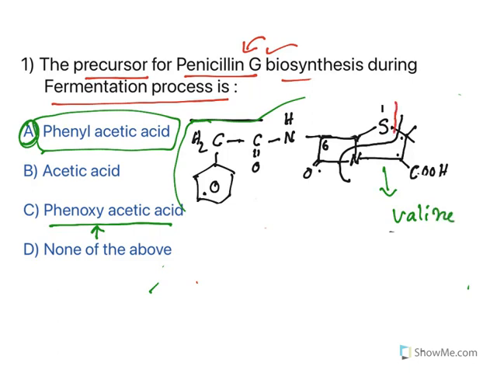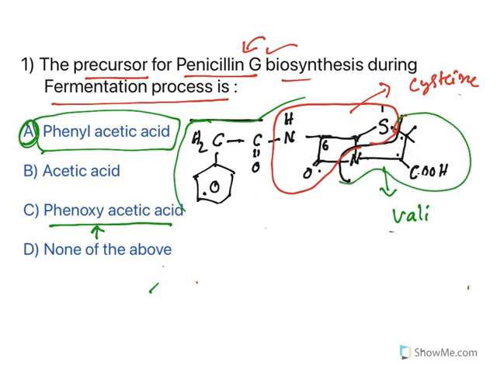The remaining part is cysteine, the sulfur-containing one. So it has a cysteine amino acid and a valine amino acid. It is made up of 2 amino acids. Remember, 6-amino penicillanic acid is a valine-cysteine combination. Whenever you learn structures, learn all these small subtle things.